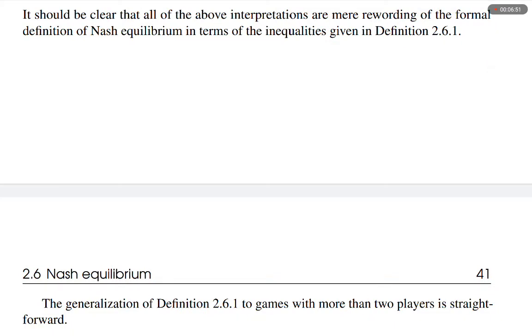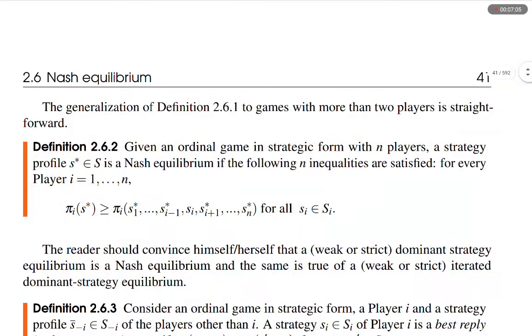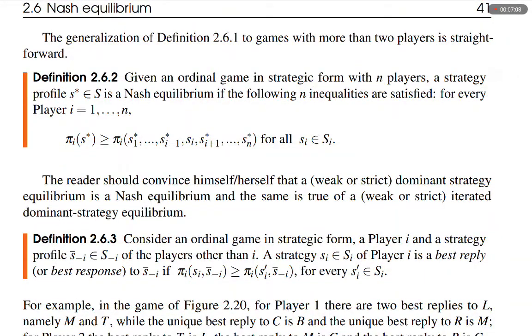It should be clear that all of the above interpretations are mere rewording of the formal definition of Nash equilibrium in terms of the inequalities given in Definition 2.6.1. The generalization of Definition 2.6.1 to games with more than 2 players is straightforward. Definition 2.6.2: given an ordinal game in strategic form with n players, a strategy profile s* ∈ S is a Nash equilibrium if the following n inequalities are satisfied.